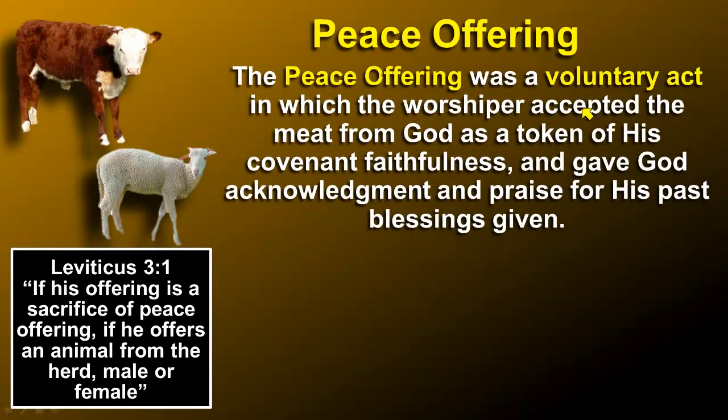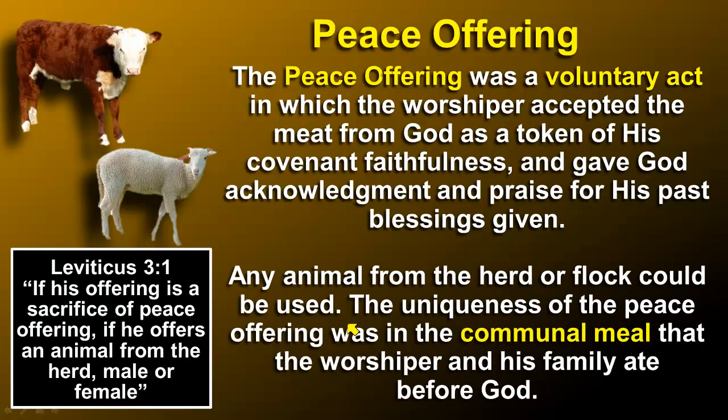And finally, the peace offering was a voluntary act in which the worshiper accepted meat from God as a token of his covenant faithfulness and gave God acknowledgement and praise for his past blessings that were given to them. So any animal from the herd or flock could be used. The uniqueness of the peace offering was that in the communal meal, the worshiper and the family ate before God. So this was a communal meal that they ate before God near the sanctuary.